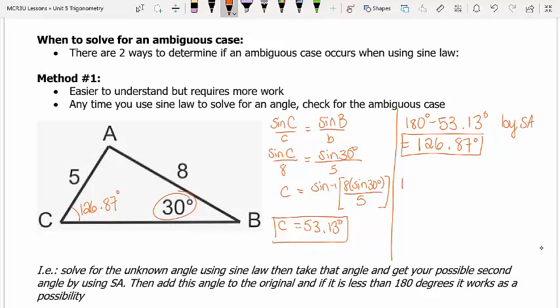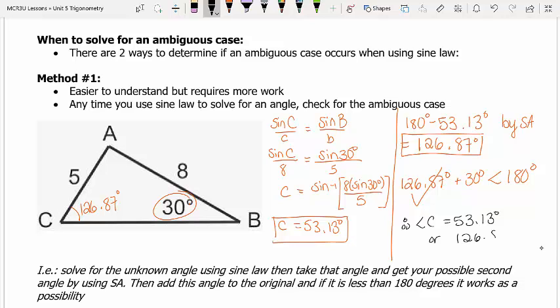So you're going to add them up. And when you do add those up, you're going to realize that their sum is still less than 180 degrees. So we can accept that as a possible value of our angle. So you'd conclude with, therefore, angle C can be equal to 53.13 degrees or 126.87 degrees.